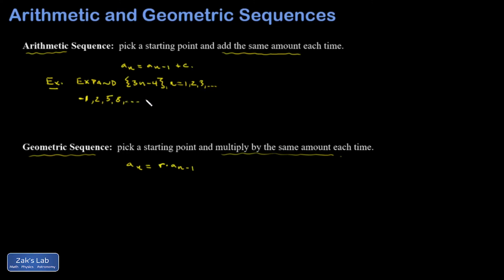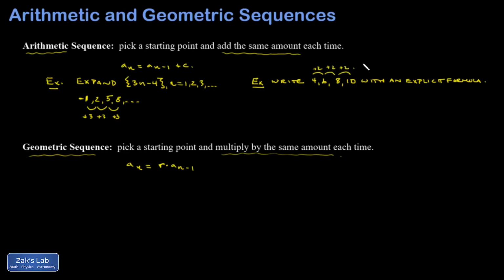And I can see that this is an arithmetic sequence because I'm adding the same amount each time once I start at that starting point of negative 1. So if I look at adjacent terms in the sequence, it's always adding or subtracting the same amount. So plus 3, plus 3, plus 3. Let's look at another example of an arithmetic sequence. Okay, in this one, I can see that I'm adding 2 every time. So plus 2, plus 2, plus 2, and so on and so on.